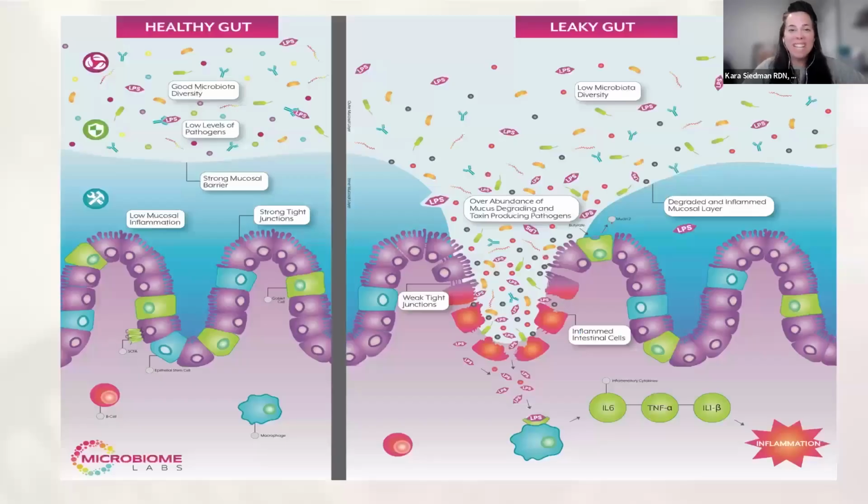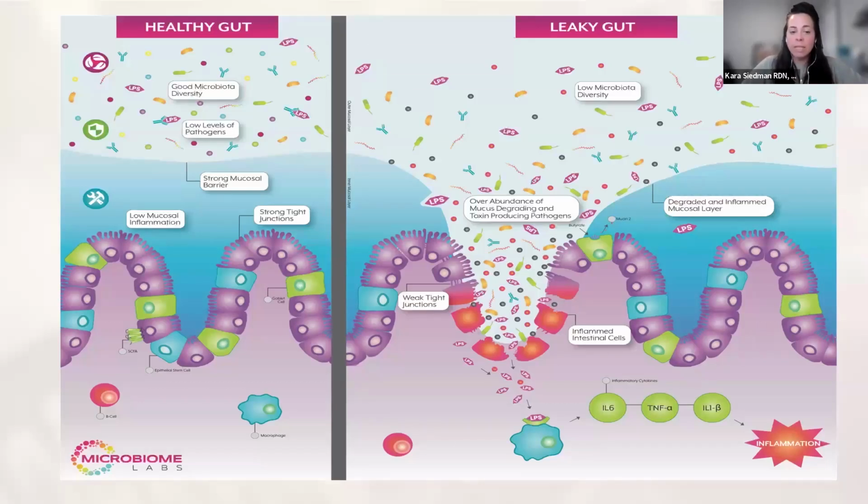So if you've been to any Microbiome Labs talk, we use this image quite a bit because we like to always talk about what it means to actually have a healthy gut or a healthy microbiome. If you go through the research, this is really new research that we're learning more about what it means to have a healthy gut. So healthy guts obviously are going to have good diversity. We're going to talk a lot about that today. We're going to have a low level of pathogens. We're going to have a strong mucosal layer, those strong tight junctions, right?